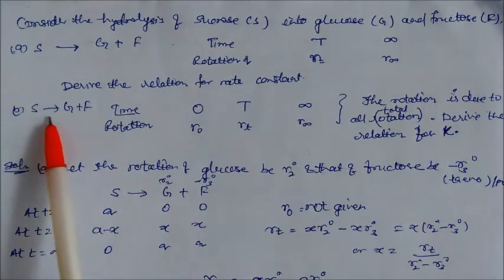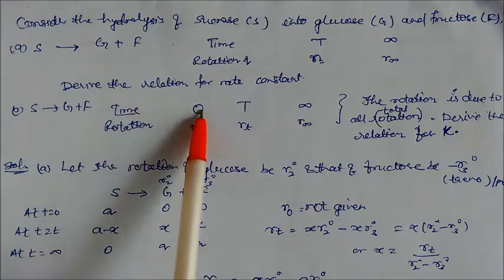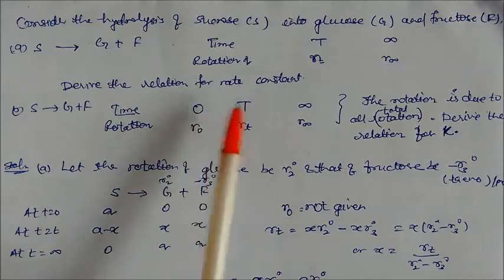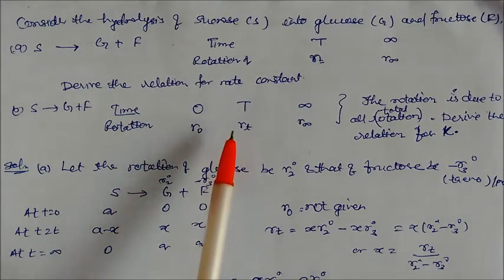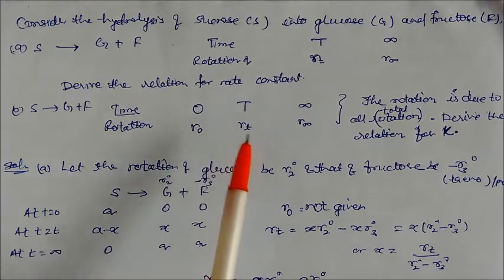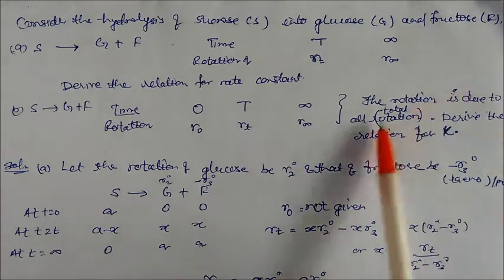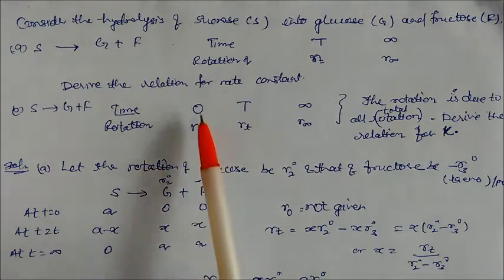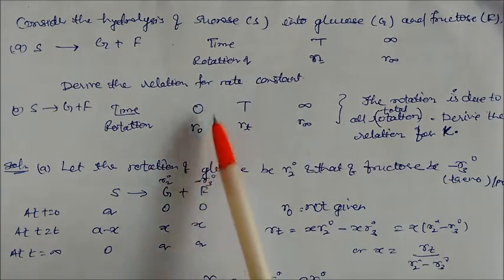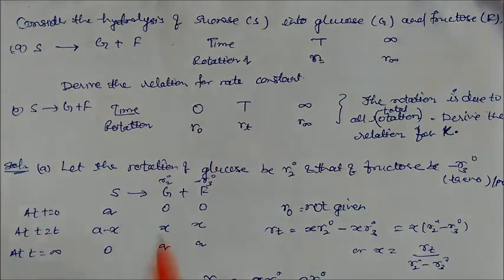sucrose converted to glucose plus fructose. The initial rotation R naught at time 0 is given, along with the rotation at time t and at infinite time. The rotation is the total rotation, and we derive the relation for k. In the first case the initial rotation is not given; in the second case the initial rotation is also given. We will show one by one.